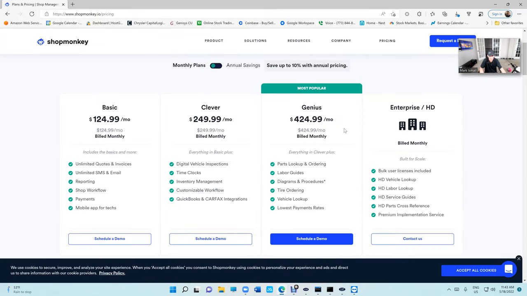This is ShopMonkey prices right now. So the $99 plan is $125 right now. The $175 plan is $250 right now. By a lot it went up, and the $350 plan is $424. Congratulations, every ShopMonkey user, keep it up.